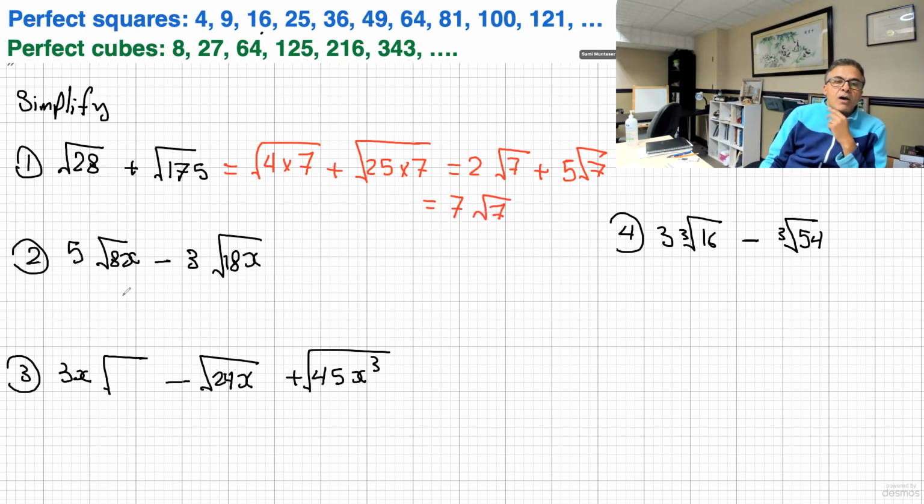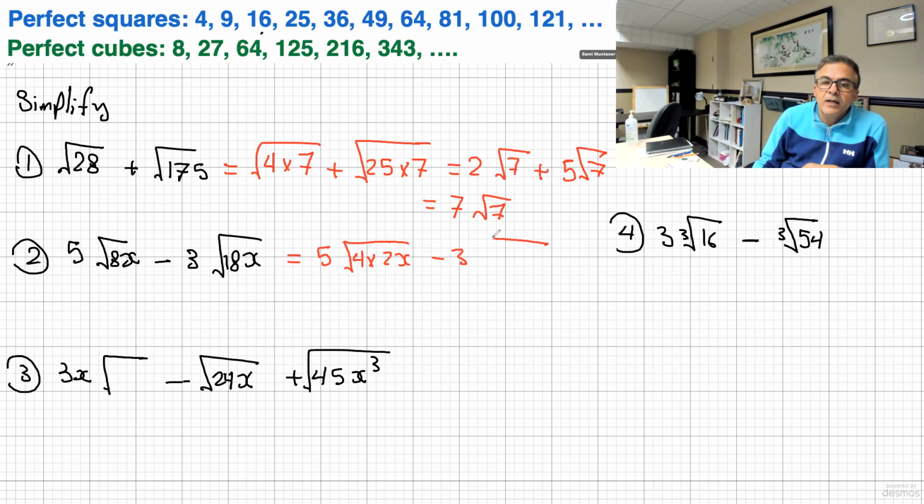How about here? Here we're going to have the same approach. So x is not a perfect square, so we cannot do anything about that. But the 8 and the 18, I can change into mixed radicals. So 5 square root of 8, I can change that to 4 times 2, and I still have the x underneath the radical. Minus 3, and I still have the square root of 18, which I'm going to change to 9 times 2, and I still have the x right there.